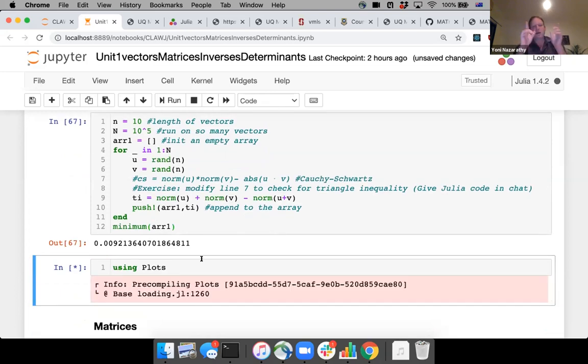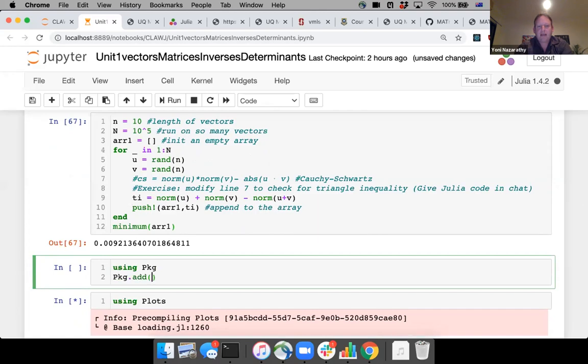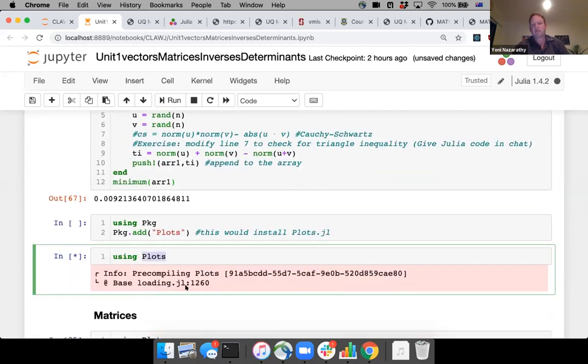So now, Julia, you should install a few packages. There are different ways to do this. One is you can install a whole bunch together, like in the video that I shared. The other way is you can install them one by one. So if you don't have Plots installed, you would need to do using Pkg and then Pkg.add Plots. Okay, this would install the Plots.jl package. Now, first time I'm using Plots here, you see it's pre-compiling Plots.